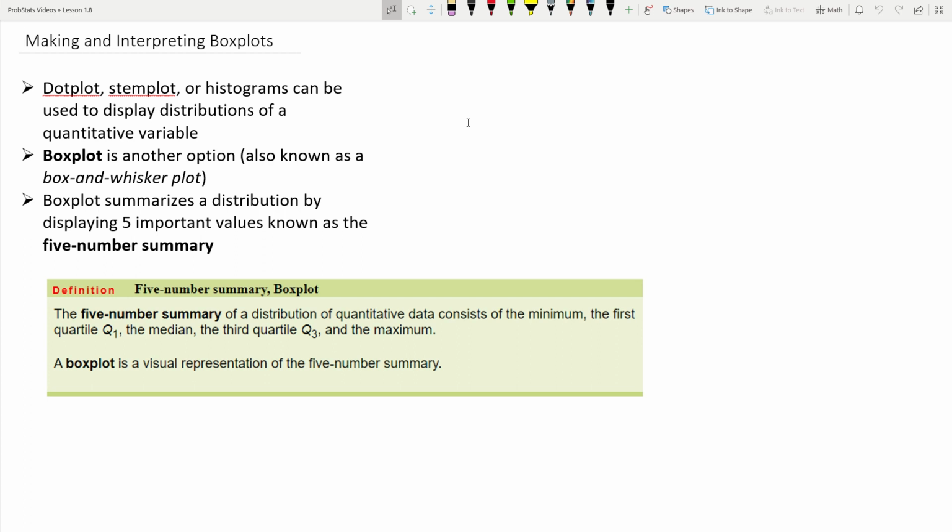It is a distribution of quantitative data that consists of 5 numbers: the minimum, the first quartile, the median, the third quartile, and the maximum, in that order. So a box plot is a visual representation of this 5-number summary.